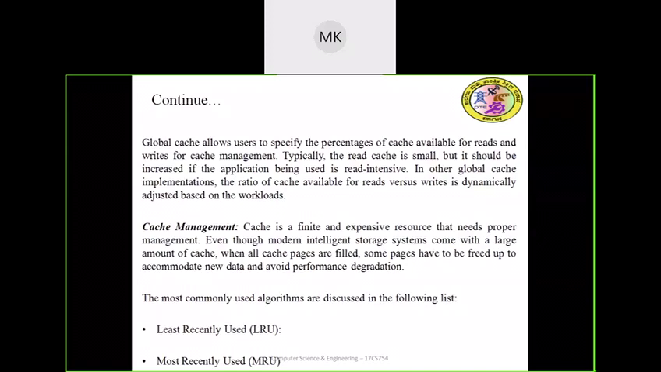Cache management. Cache is a finite and expensive resource that needs proper management, even though modern intelligent storage systems come with a large amount of cache. When all cache pages are filled, some pages have to be freed up to accommodate new data and avoid performance degradation. The most commonly used algorithms are discussed in the following list: Least Recently Used (LRU) and Most Recently Used (MRU).